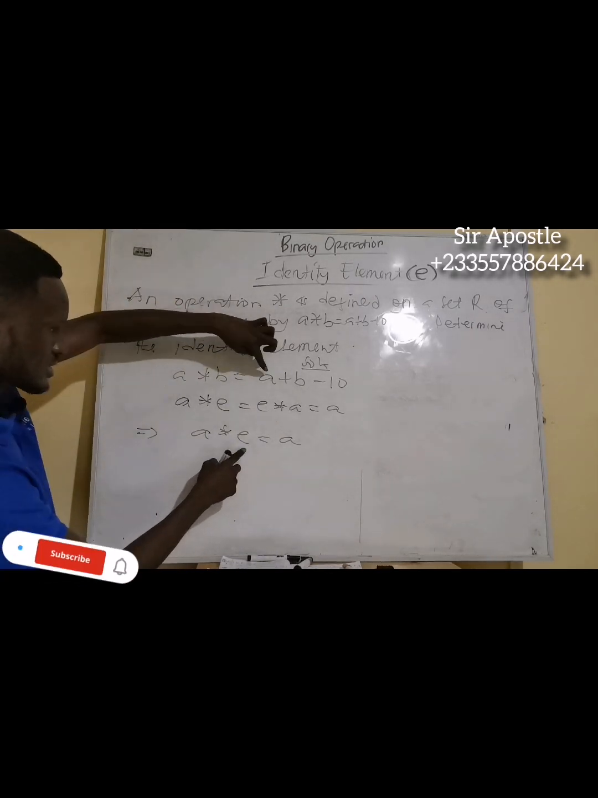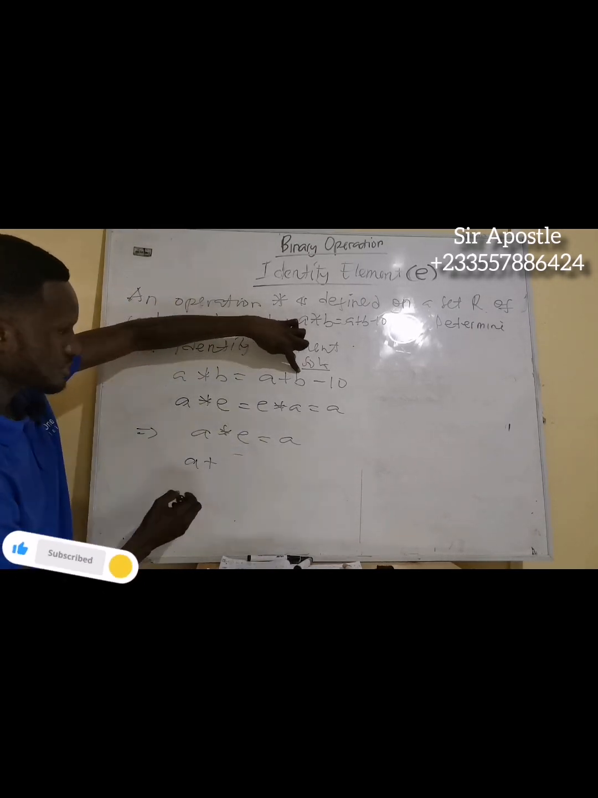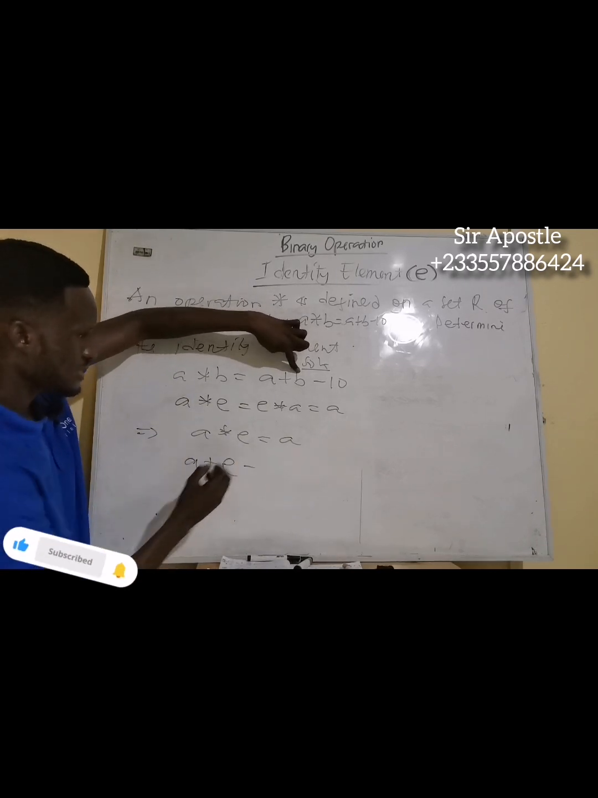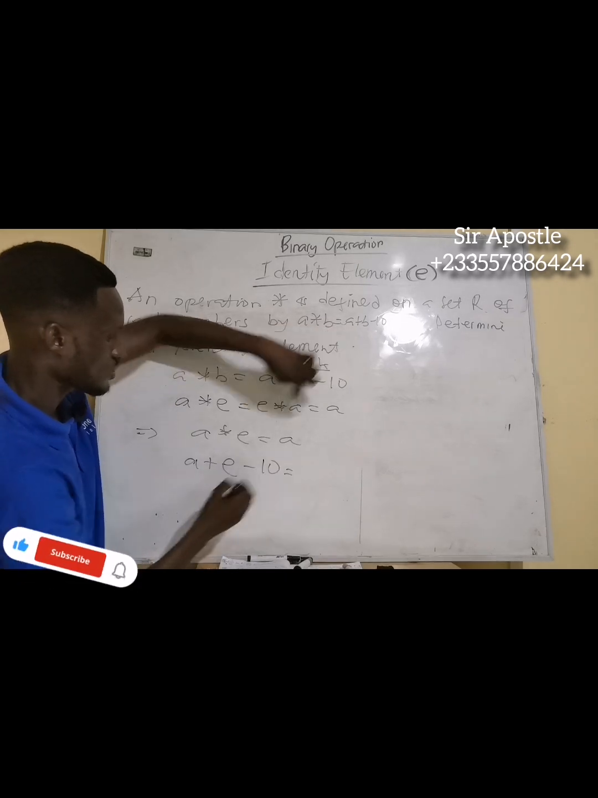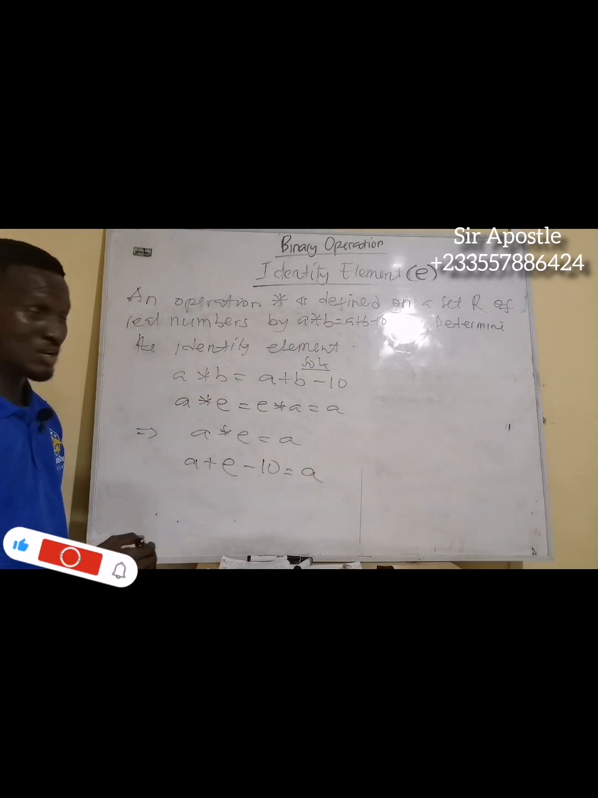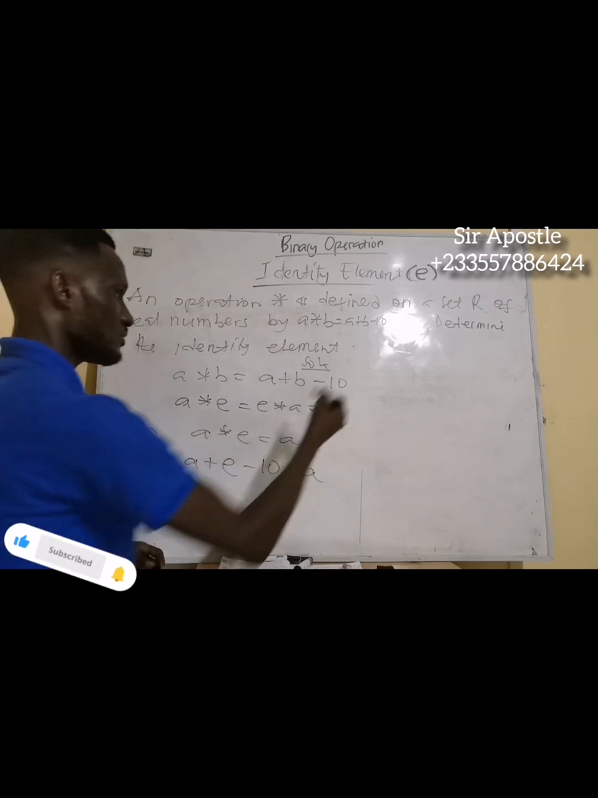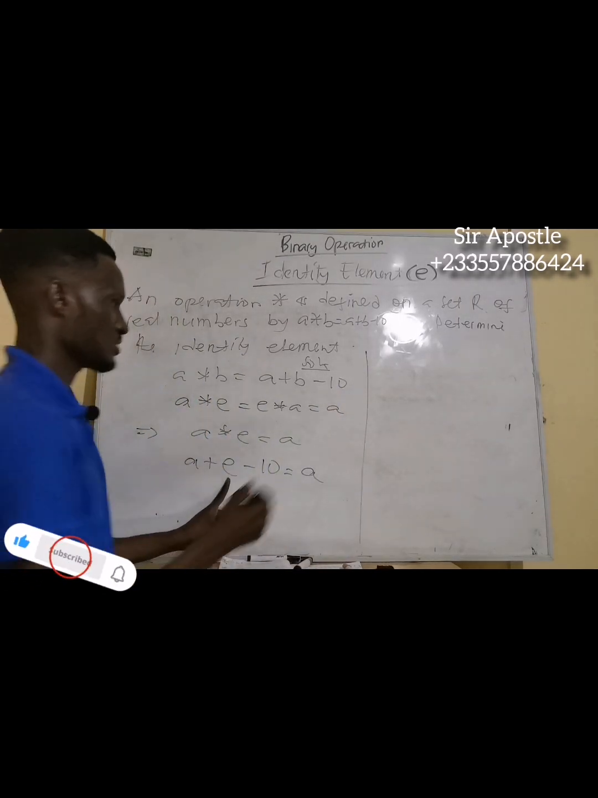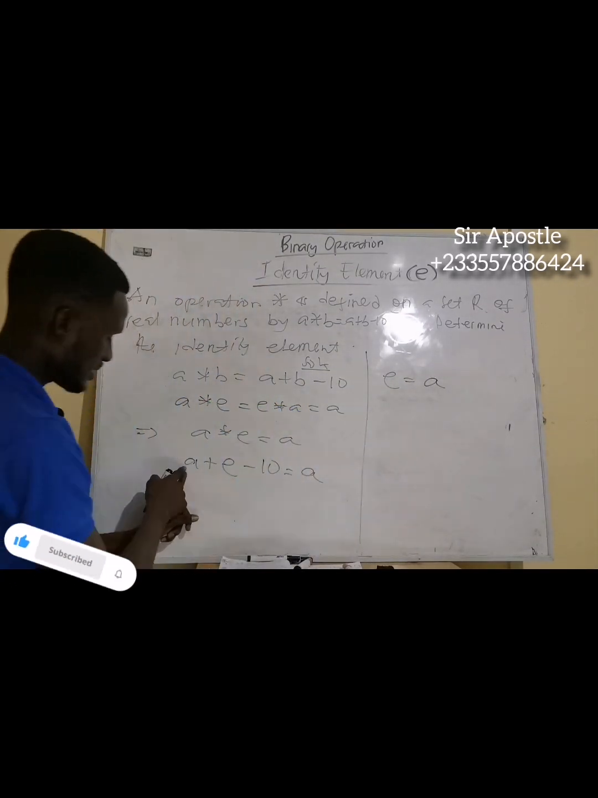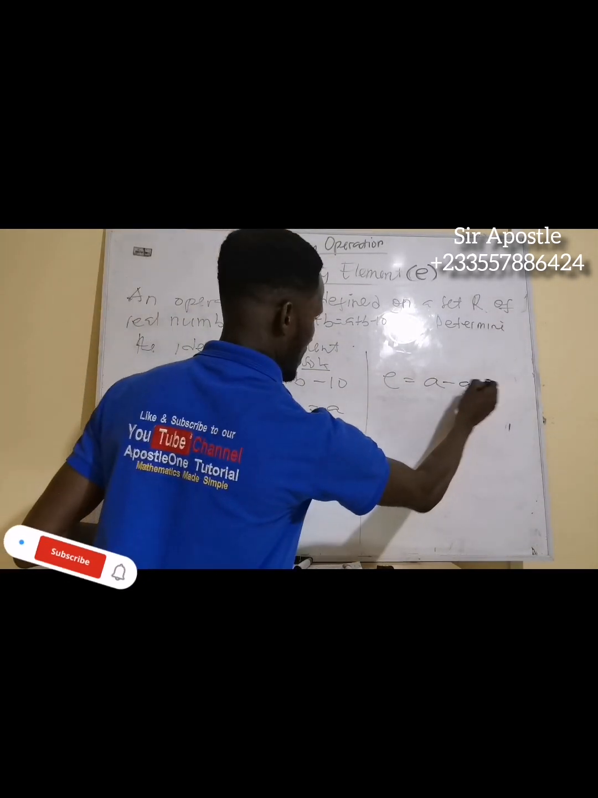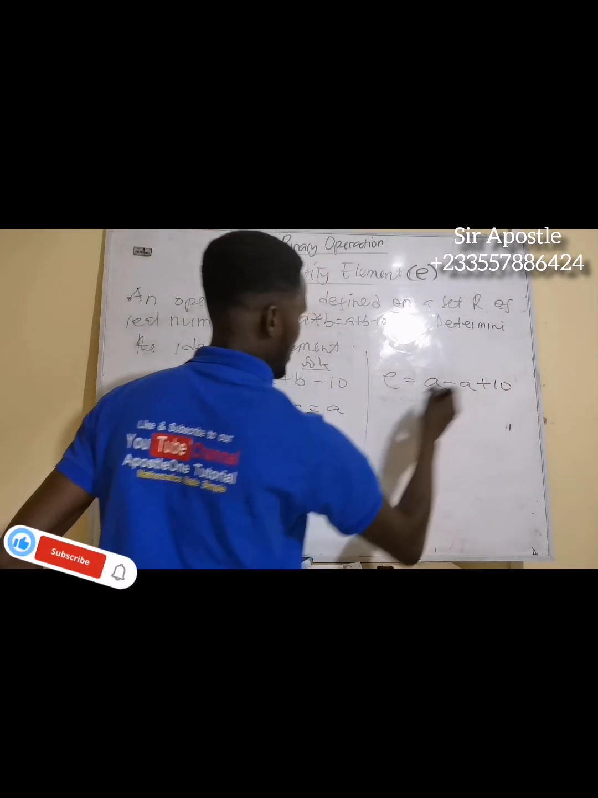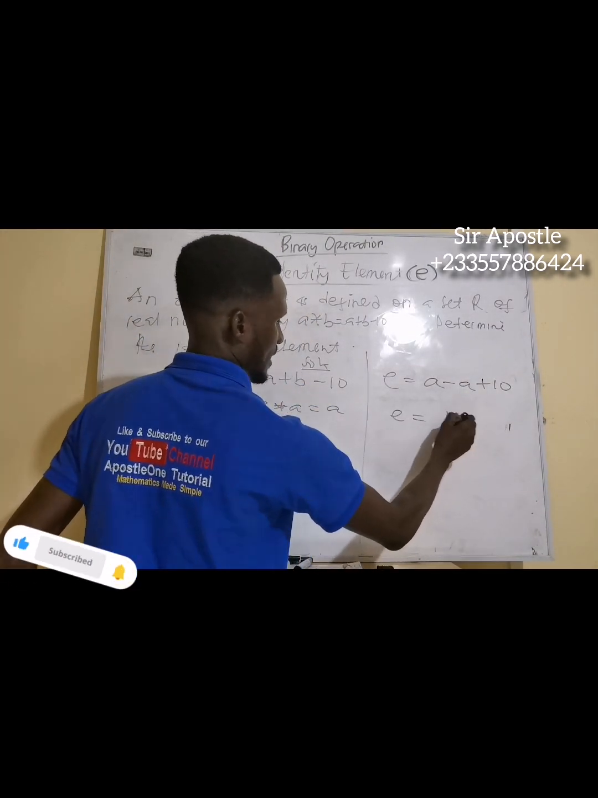So this expression is the same as A plus B, and B is the same as E. So I have A plus E minus 10, and this is supposed to be equal to A. So what I have to do here is to find the value of E. That is all. So I need to group like terms. So I have E is equal to A. Now this A will cross the equal sign, so minus A. Then this 10 will cross, so plus 10. E is equal to 10.